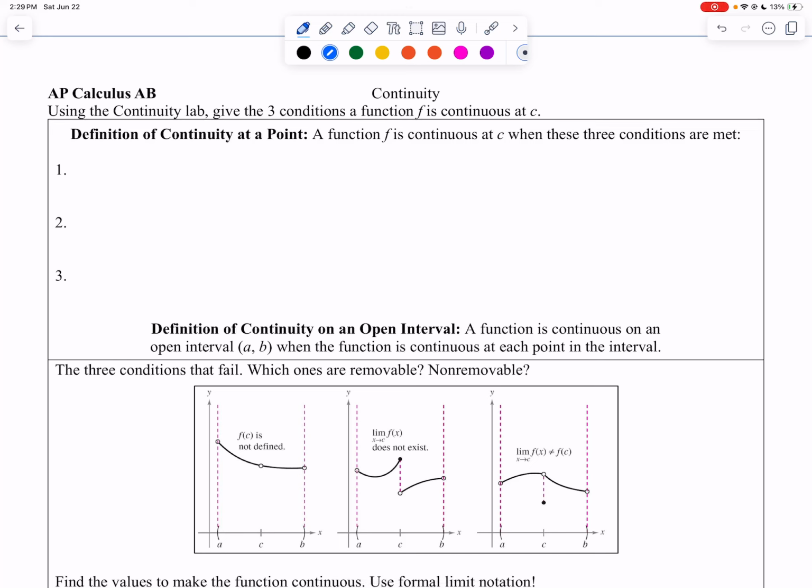Alrighty, we are going to be talking about continuity at a point. And we need three conditions for a function to be continuous at a point. The first one, f of c is defined at that point. The second one, the limit as x approaches c exists. In other words, we want to make sure that the left-handed limit and the right side limit exist.